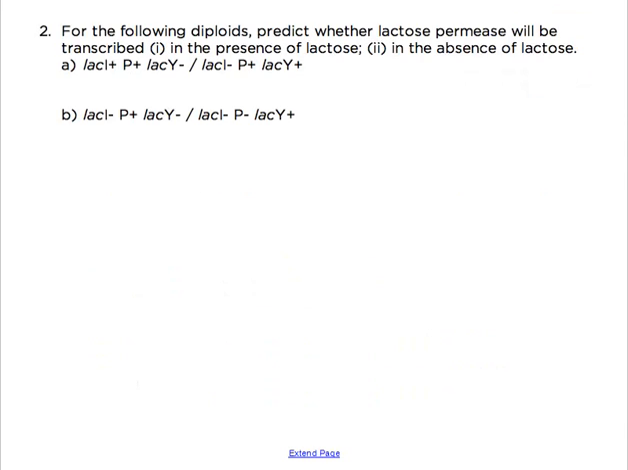Problem 2. For the following diploids, predict whether lactose permease will be transcribed in the presence of lactose or in the absence of lactose. So it's the only structural gene they gave us, but remember that the lacY gene is the one that encodes for lactose permease. Okay, so let's look at the diploid in part A. On one copy, you have a normal lacI, which encodes for the repressor, a normal functioning promoter, and then a non-functional lacY gene. On the other copy, you have a non-functional repressor gene, a functional promoter, and a functional lacY gene.